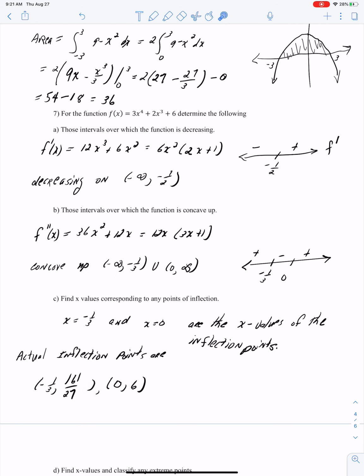Now, if I'm interested in the intervals over which the function is concave up, I'm interested in the second derivative. So I have to take the first derivative and I take one more derivative. I get what? 36x squared plus 12x. So that turns out to be 12x times 3x plus 1, factoring out 12x. I draw my little number line again. Now I'm going to be determining where the second derivative is positive and negative.